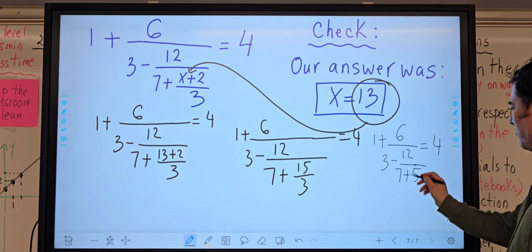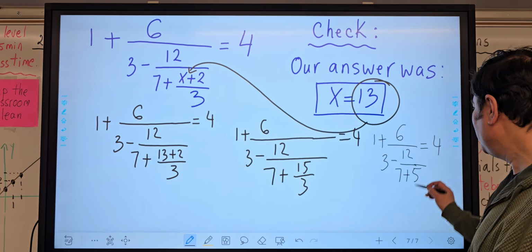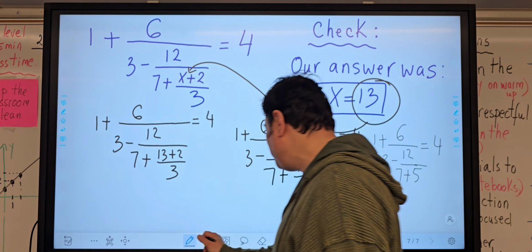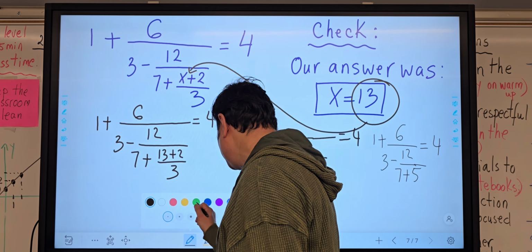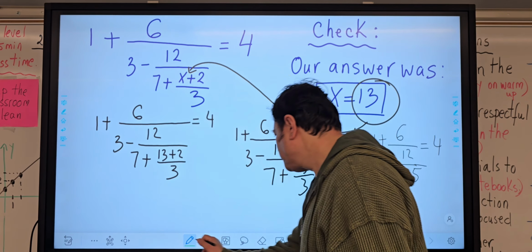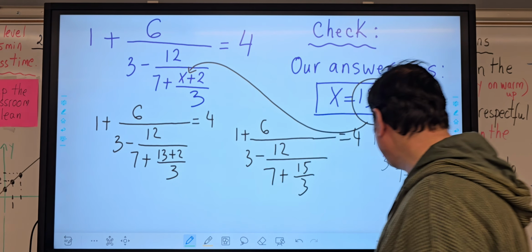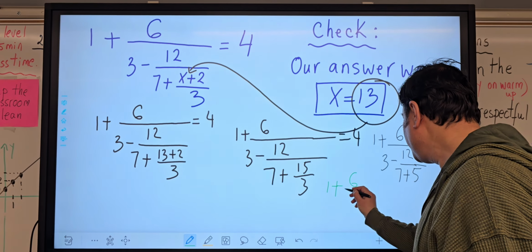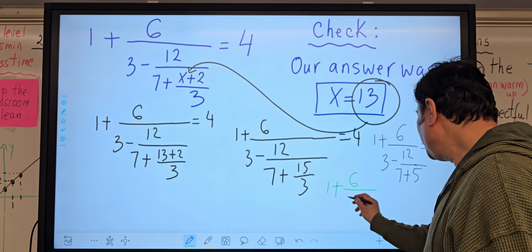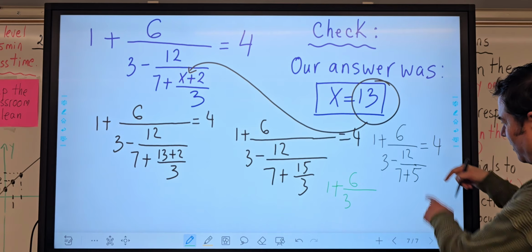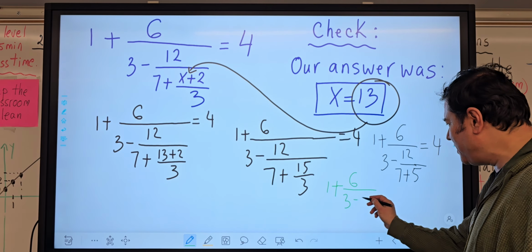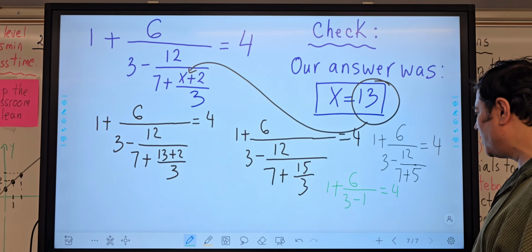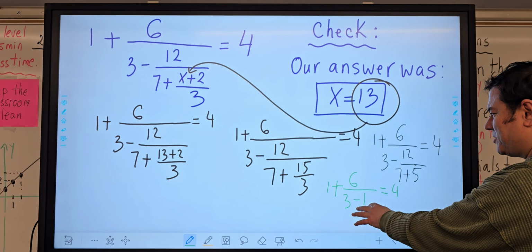So now 7 plus 5 becomes 12, right? And 12 divided by 12 becomes a 1. So let me use another color there. Let me use green again, okay? So now we have 1 plus 6 over 3, and remember 12 divided by 12 becomes 1. 3 minus 1 equals 4. And 3 minus 1 becomes 2.